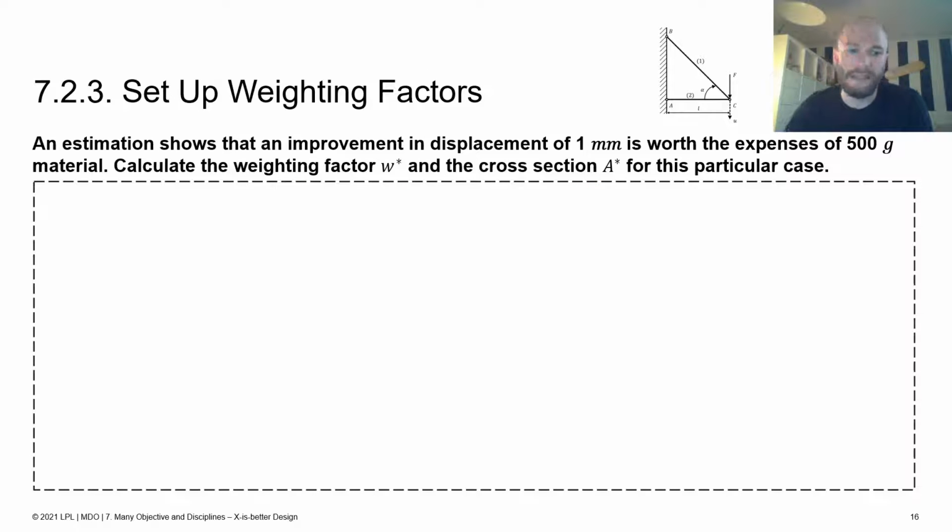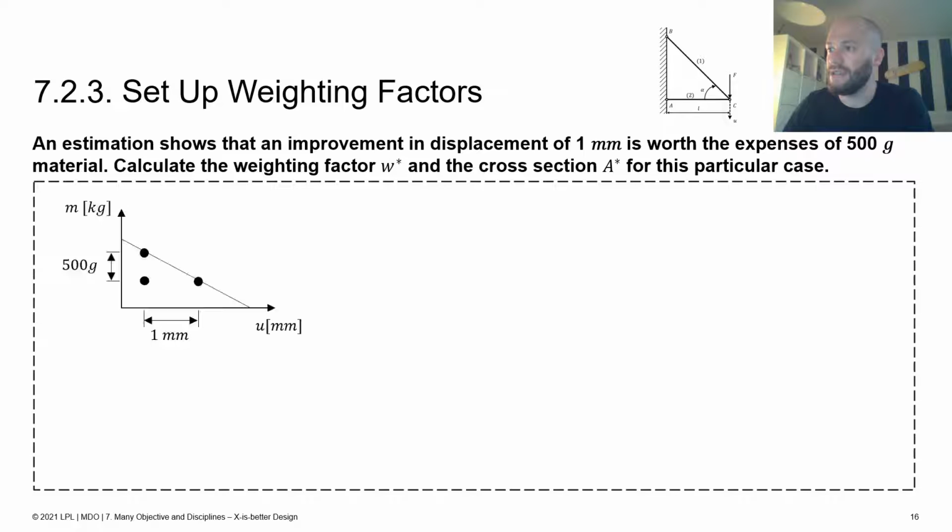So the next slide is about how to choose or how to set up the weighting factors, and this is a crucial part of multi-objective optimization, because choosing a right or reasonable weighting factor is not the easiest task, and sometimes you just have to guess, but otherwise you have some information. And here the scenario is that an estimation shows that an improvement in displacement of 1 millimeter has the same worth as a loss of weight of 500 grams.